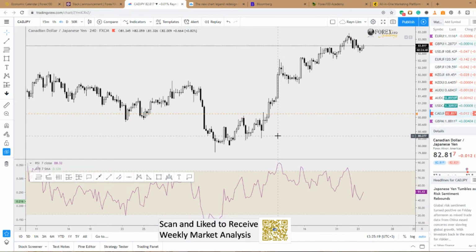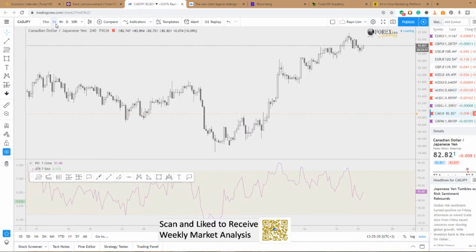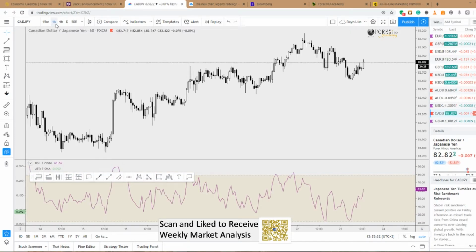On the 4-hour chart, you can see there's a divergence. RSI is getting lower, price is getting higher. So my take, yes, it should be bearish, more bearish than a bullish movement.